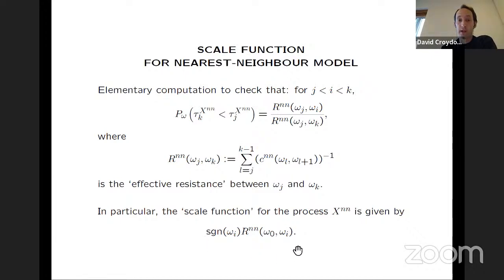And so in particular, our scale function can be thought of as being given by an appropriately signed version of the nearest neighbor resistance from ω_0 up to ω_i. Of course, then we can write this, each of these two terms is just a difference between this function at ω_i and ω_j on the top, and ω_j and ω_k on the bottom there. Okay, so that's the scale function.